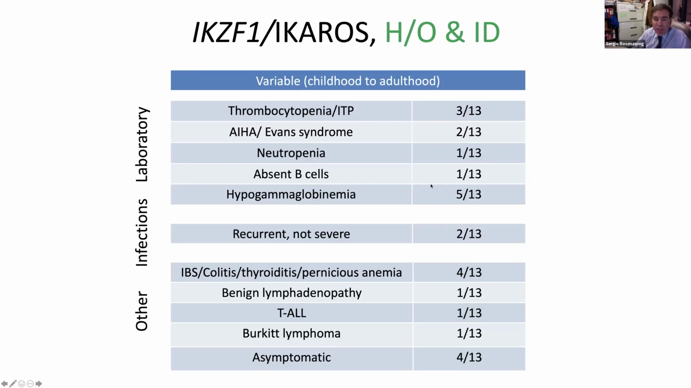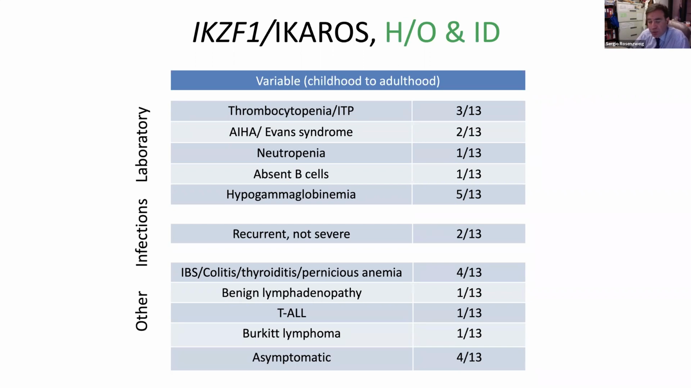Absent B cells, 1 out of 13. Hypogammaglobulinemia, 5 out of 13. But keep in mind that the hypogammaglobulinemia here was mild, in the 500, 600 range. It was below the 95% confidence interval, but it was not severe hypogammaglobulinemia, usually with not too much impact on the clinical picture. Infections were recurrent but not severe in 2 out of 3. One patient had recurrent sinusitis, and one patient had one pneumonia.